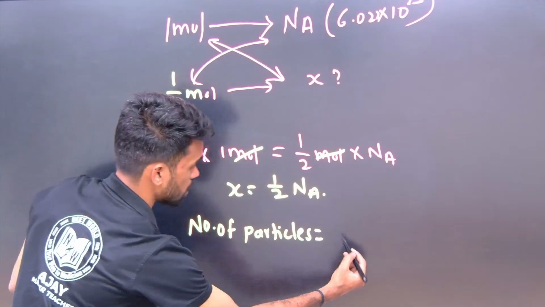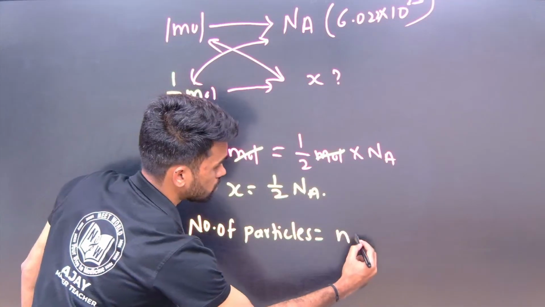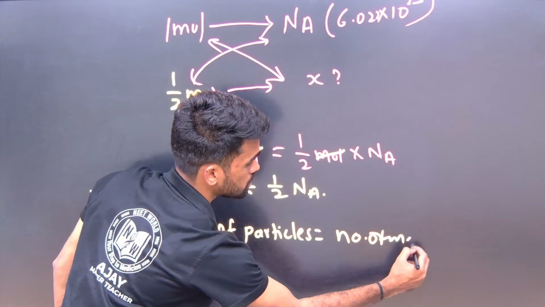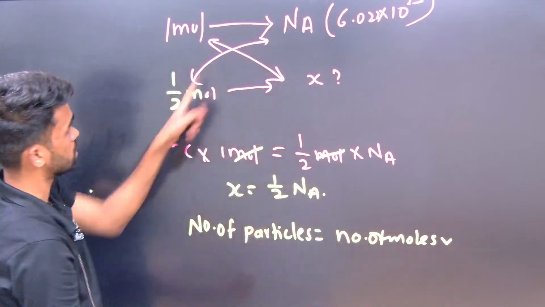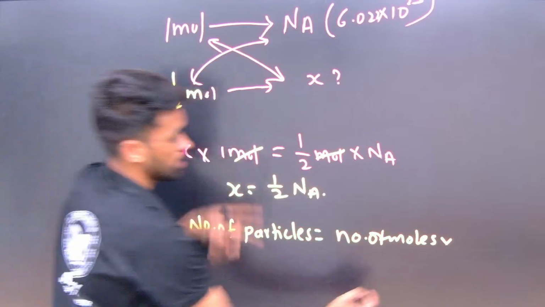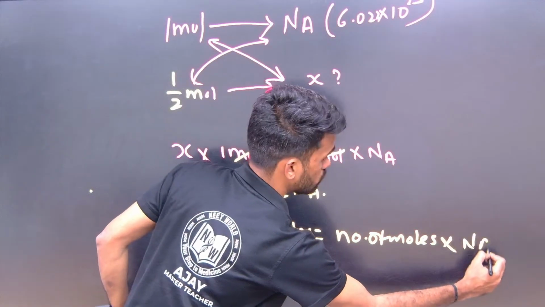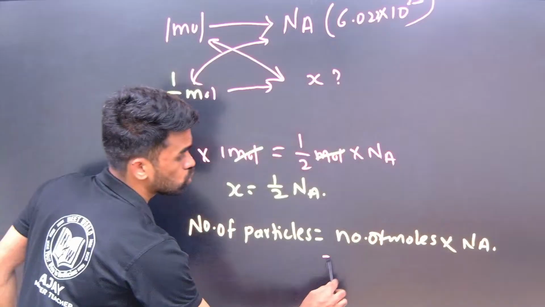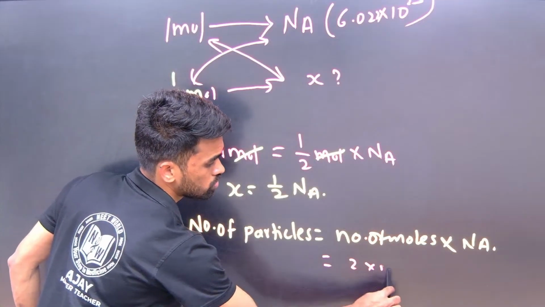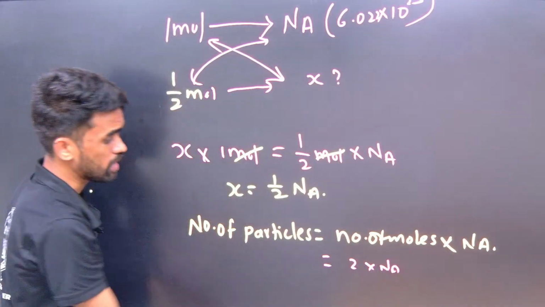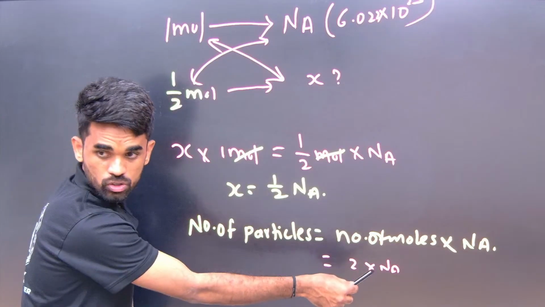So what I can say, number of particles equals number of moles into Avogadro number. Here, whatever number of moles they have given, find it into Avogadro number. For example, if I give you 2 moles, it means 2 into Avogadro number. If I give 5 moles, 5 into Avogadro number, like that.